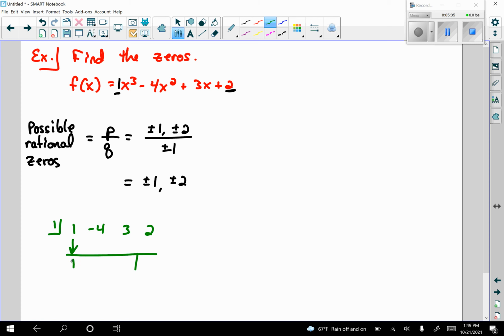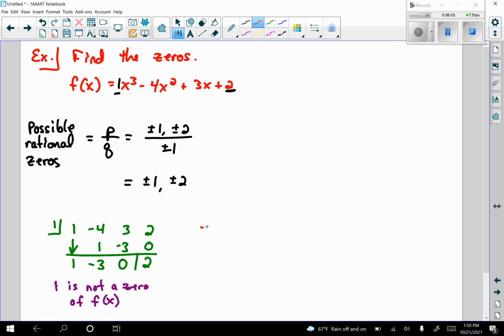So we'll bring down our 1. 1 times 1 is 1. -4 plus 1 is -3. 1 times -3 is -3. And we get a 0. 1 times 0 is 0. We get a 2, so it's not this one. So 1 is not a 0 of f of x.